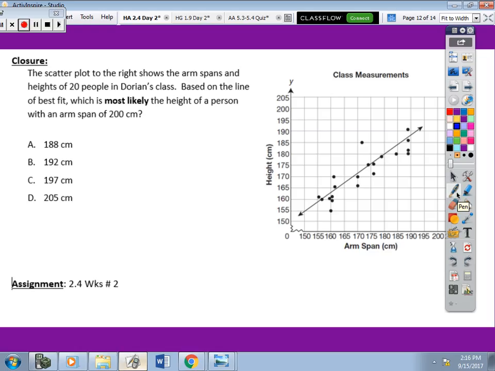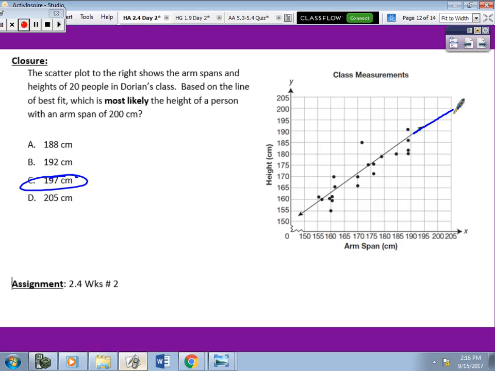What'd you pick? A, B, C, or D? Should be C. Okay, so I saw some of you doing a bunch of work. Not required here. You really just need to extend the trend line to go past where it was, because they already drew it in for you. You don't have to write the equation of it and do all that work. They just want you to predict the height when the arm span is 200.